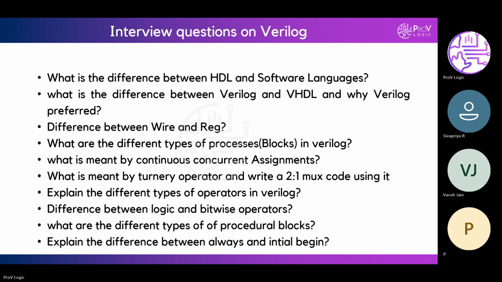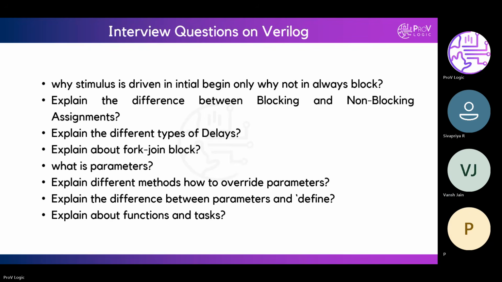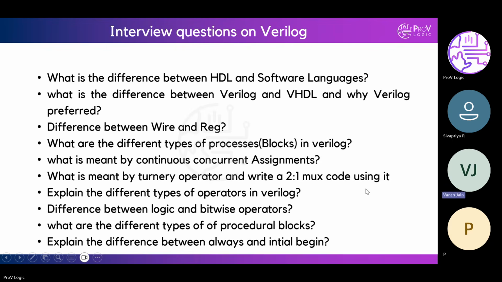That's true. What are the different types of procedural blocks? Always block, initial block. What is the difference between always and initial blocks? The initial block starts at zero simulation time and runs till the last statement. The always block acts like a loop. The initial block cannot be synthesized into hardware, but always is a synthesizable construct.